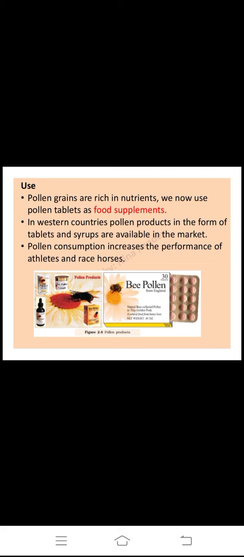What is the use of pollen grain? The pollen grains are rich in nutrients. We now use pollen tablets as food supplements.